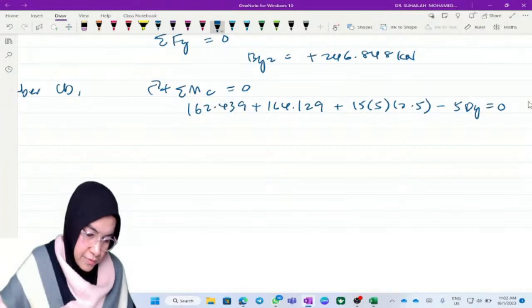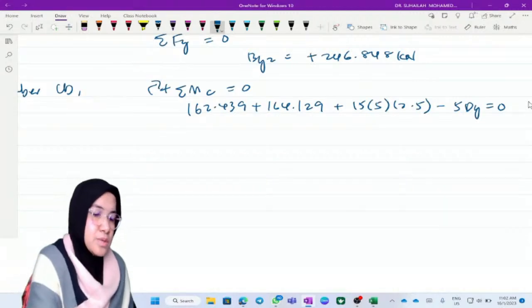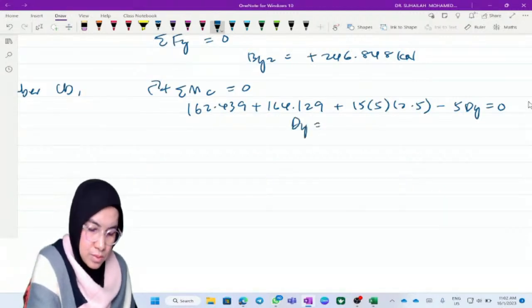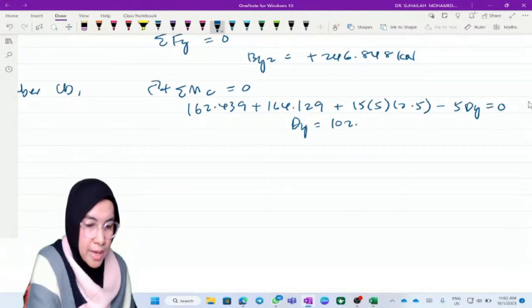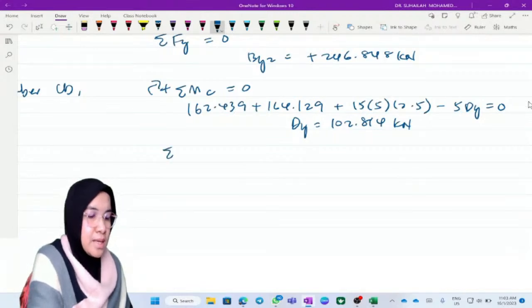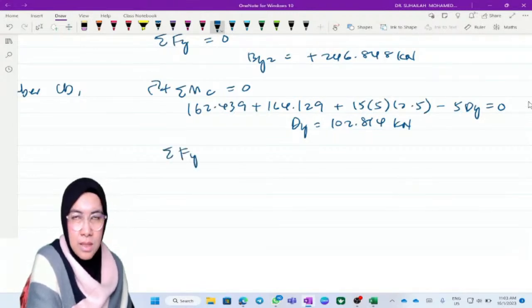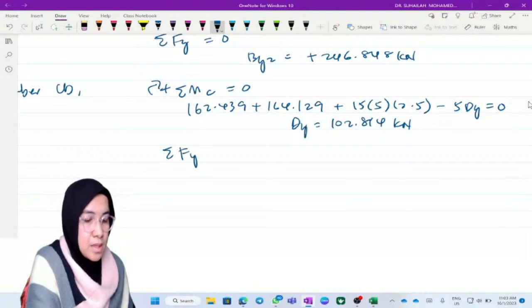So it is 15 times 5 times 2.5 divided by 5. So dy is equal to 102.814 kilonewton, and taking total force in y direction equal to 0.